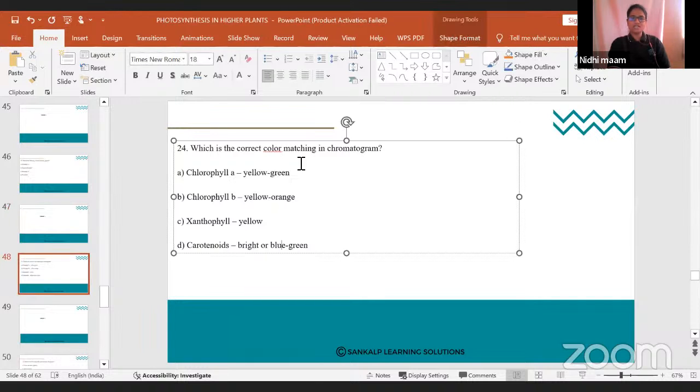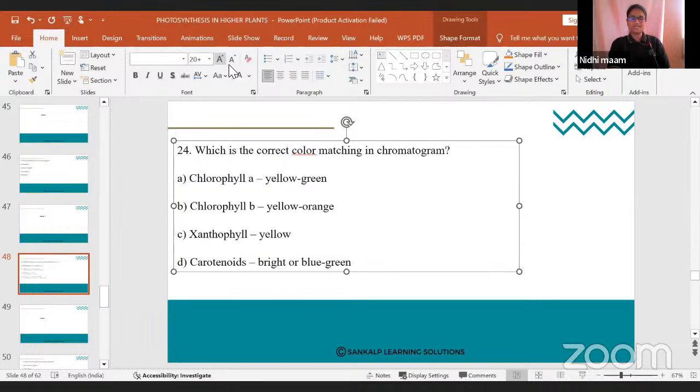What is the correct color matching in chromatogram? Chlorophyll A yellow green, chlorophyll B yellow orange, xanthophyll yellow, carotenoids bright or blue green. What is the correct color matching in chromatogram?